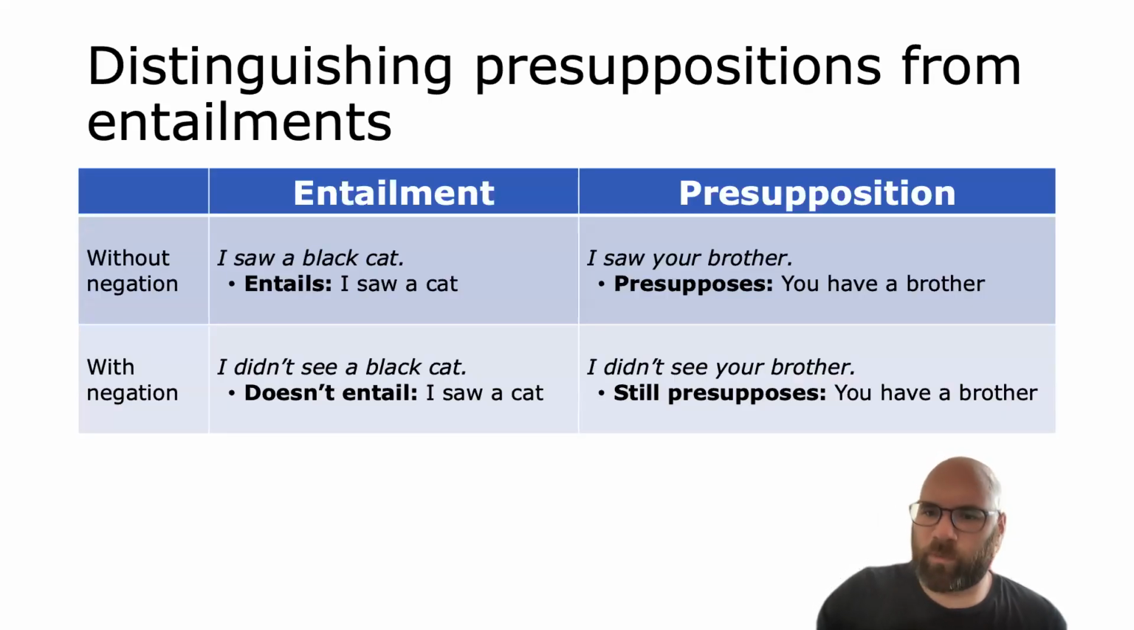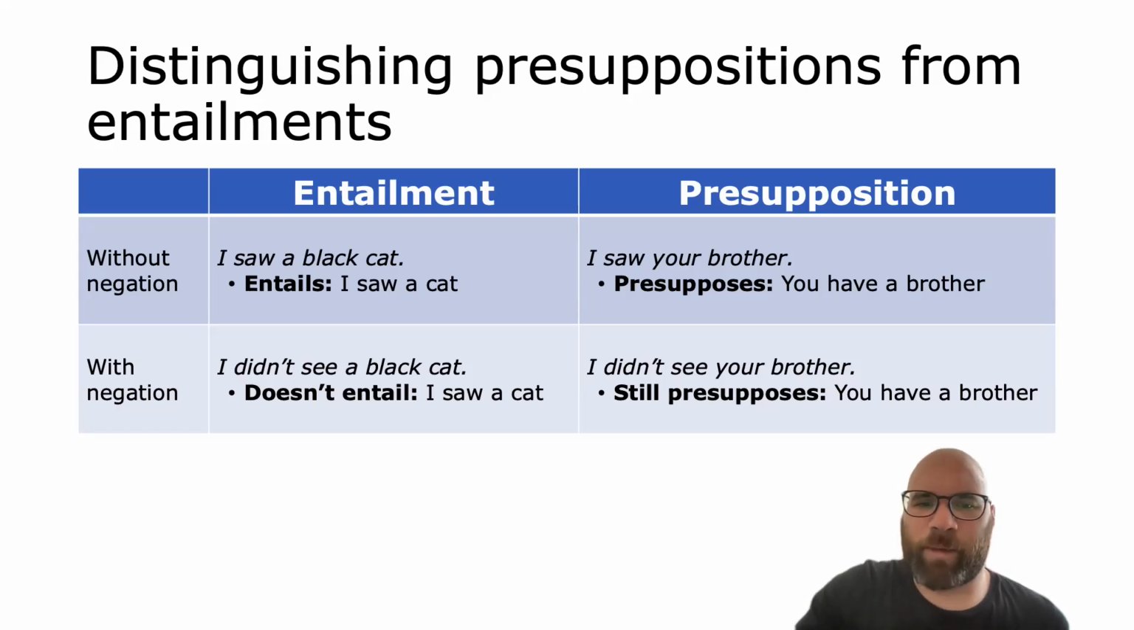So we have to go back several modules, but remember what entailments are, right? An entailment is something that if this is true, then something else must be true. That's an entailment. So for example, if it's true that I saw a black cat, it must be true that I saw a cat, right? So this is an entailment. We say, I saw a black cat entails that I saw a cat, right? Because all black cats are cats. So that's what entailments are.